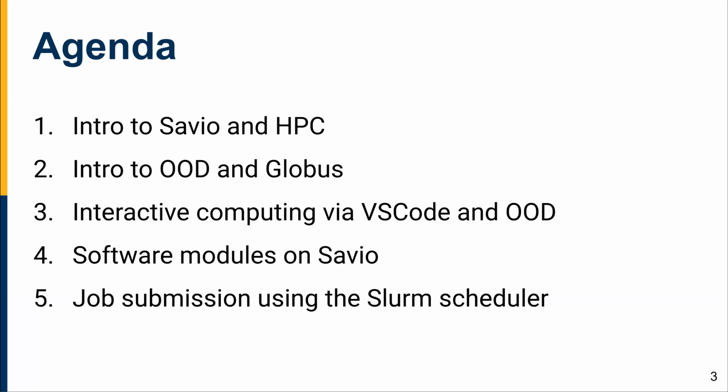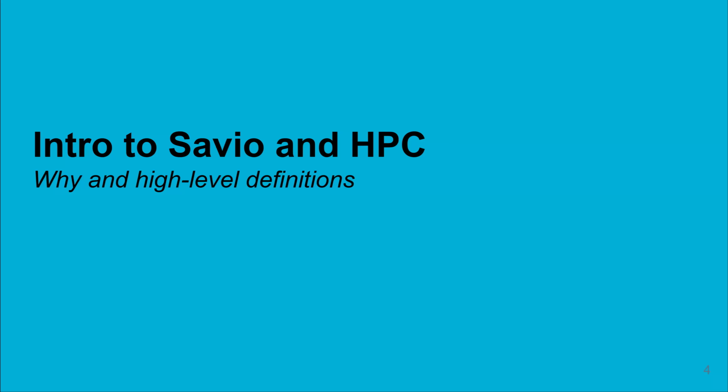An agenda for today is we'll do an intro to Savio and high performance computing, and then Open OnDemand and Globus, and a brief demonstration of interactive computing via Visual Studio Code and also Open OnDemand. And then Chris will do software modules on Savio and job submission using the Slurm scheduler. So let's get right into it. An intro to Savio.